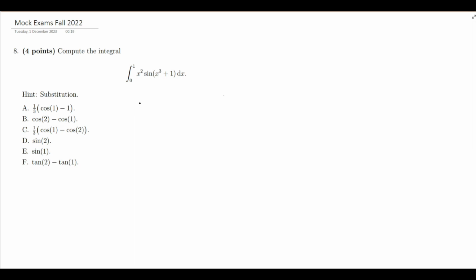We are going to continue with our problem set. We are dealing with question 8 today, and if you haven't seen the other questions, I'm going to link them above so you can take a look at that.